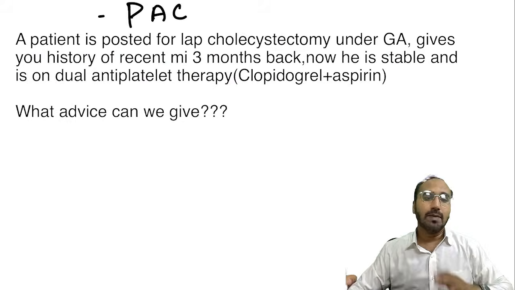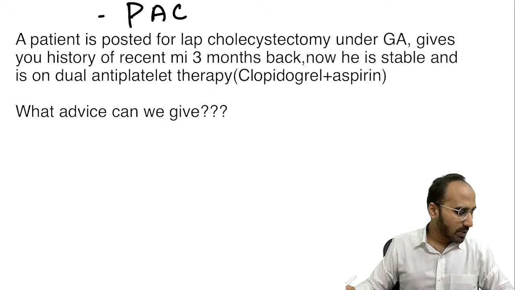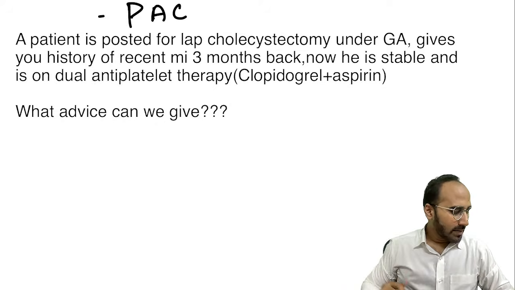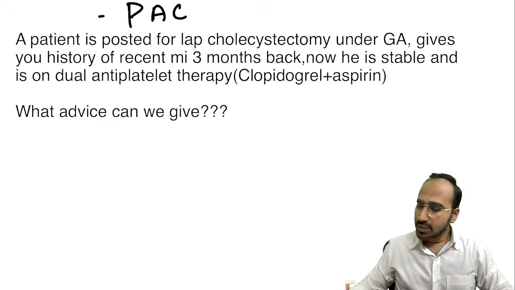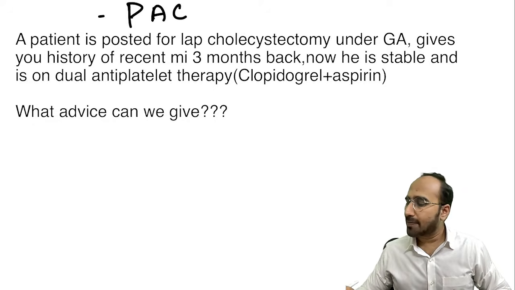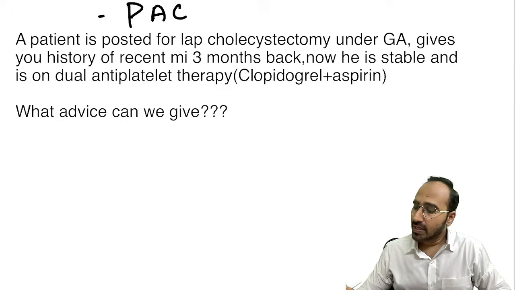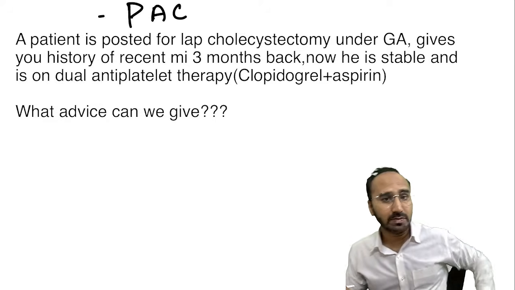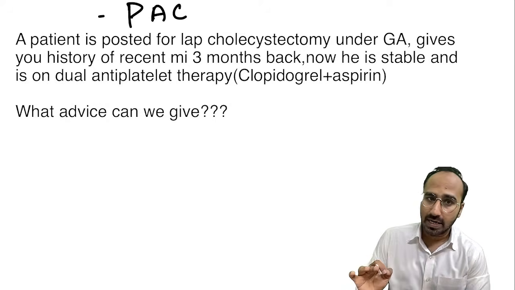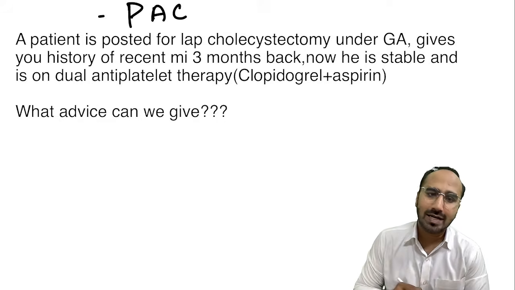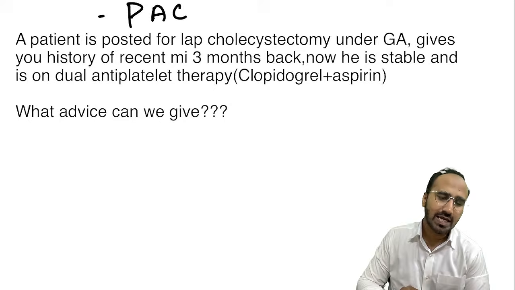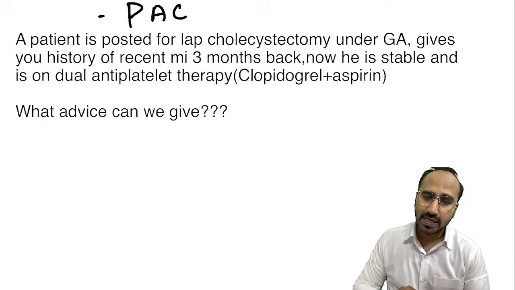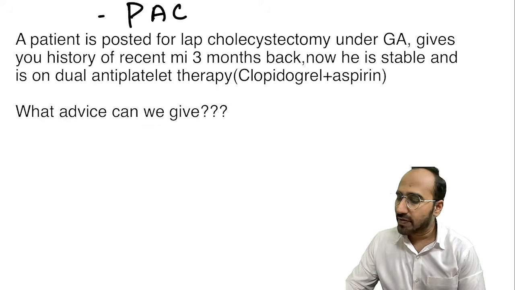Now, guys, coming to this question. Okay. So look over here. A patient is posted for lap cholecystectomy under general anesthesia. Gives you a history of recent MI. Recent MI is recent myocardial infarction 3 months back. Now the patient is stable and he is on dual antiplatelet therapy, that is clopidogrel and aspirin he is taking. What advice can we give? Come on, guys. What advice will you give to this patient?